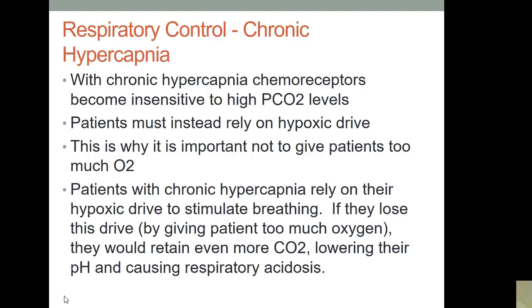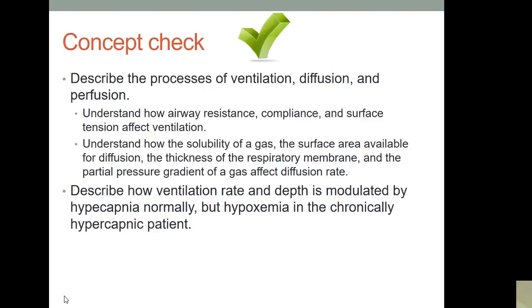Their CO2 is going to go even higher, and this is going to cause respiratory acidosis. This could be pretty severe. It could lead to severe respiratory acidosis, tiredness, lethargy, coma. Okay, concept check. Make sure to take a few minutes to look over the concept check questions and make sure you understand and can answer those questions.